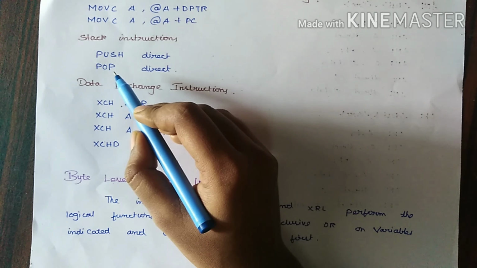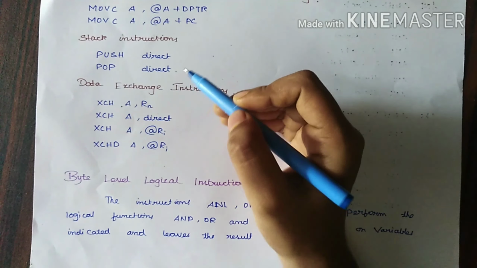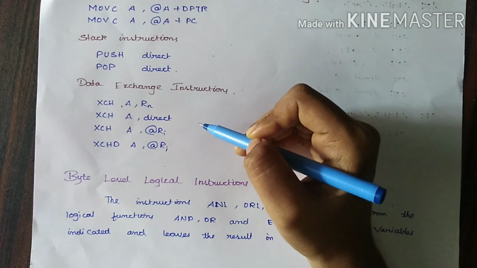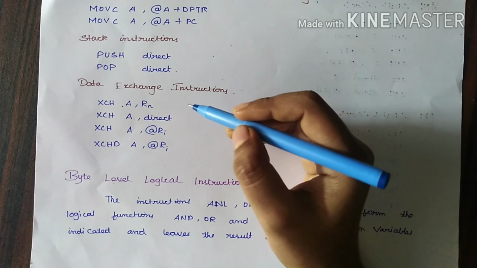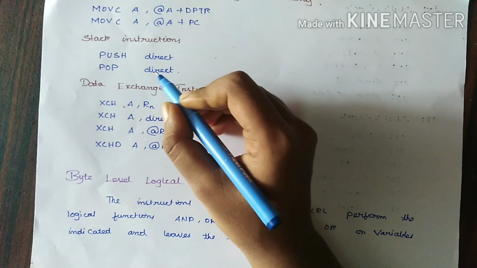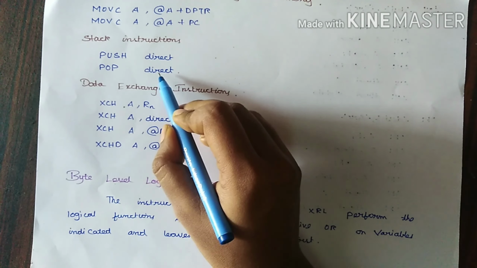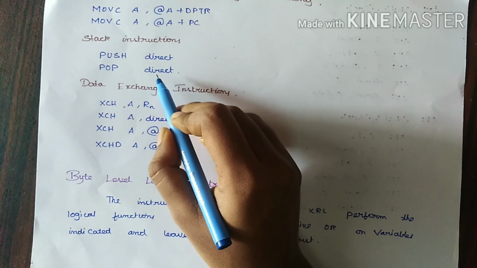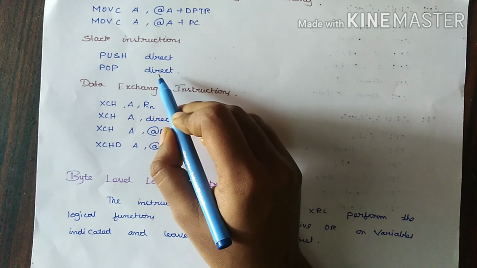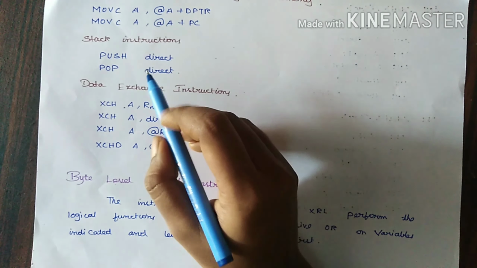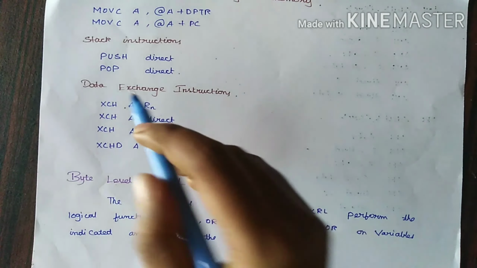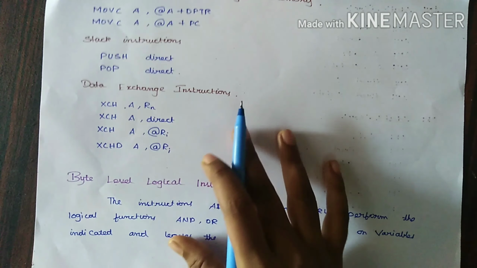On the pop instruction, the stack pointer will get decremented by 1, and the data of that location will get popped out from the stack, and that data will be copied to this direct address or a register. Here we can also use the accumulator, so that the popped out data will get copied to the accumulator.